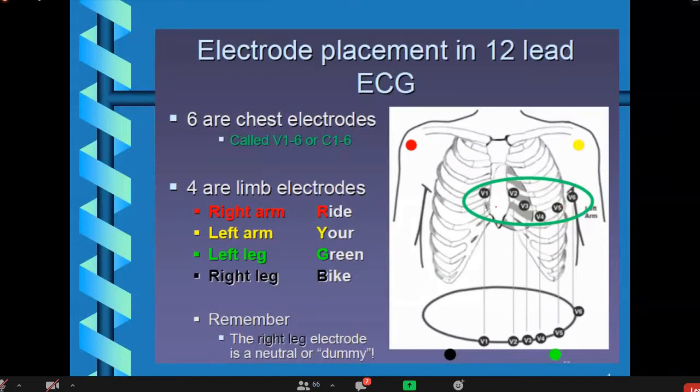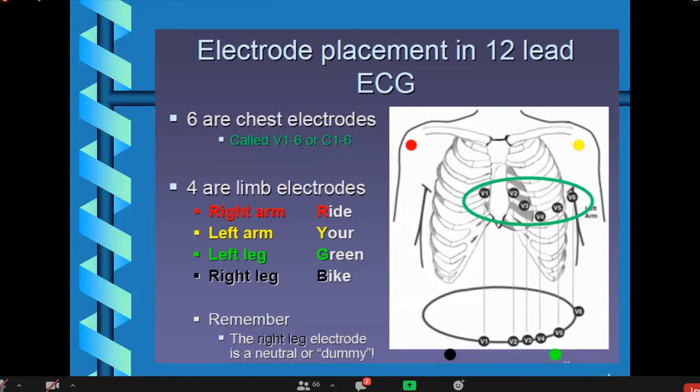Why is it important? Because if you place V1 and V2 higher up, in these spaces, it can misguide you, and it can mistakenly be interpreted as an abnormal ECG, ST elevation MI, or bundle branch blocks, different abnormalities. This is just because of the wrong placement of the electrodes. I'll let you know why it happens.